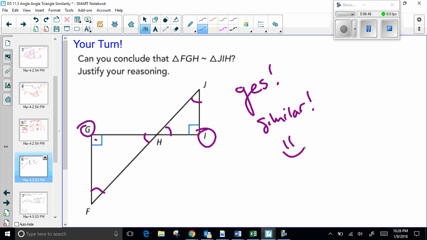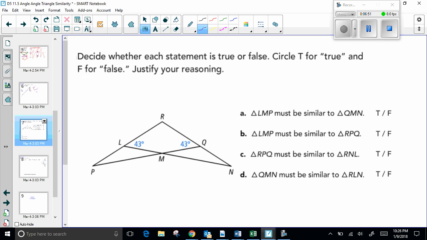Exclamation. Smiley face. Okay. Now let's see if we can do a little more reasoning. We've got some true-false statements to determine. Decide whether each statement is true or false. Circle. Oh yeah, I think you can understand.